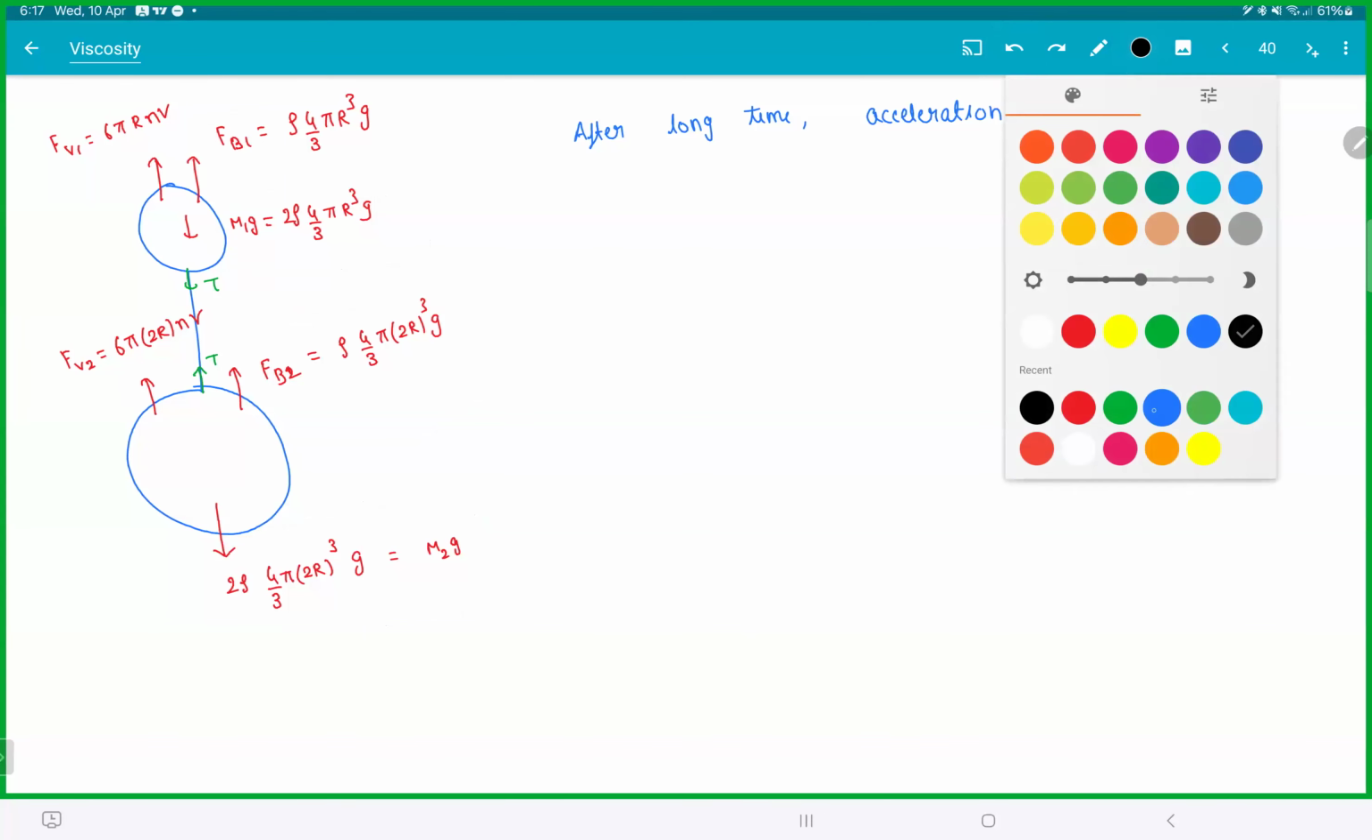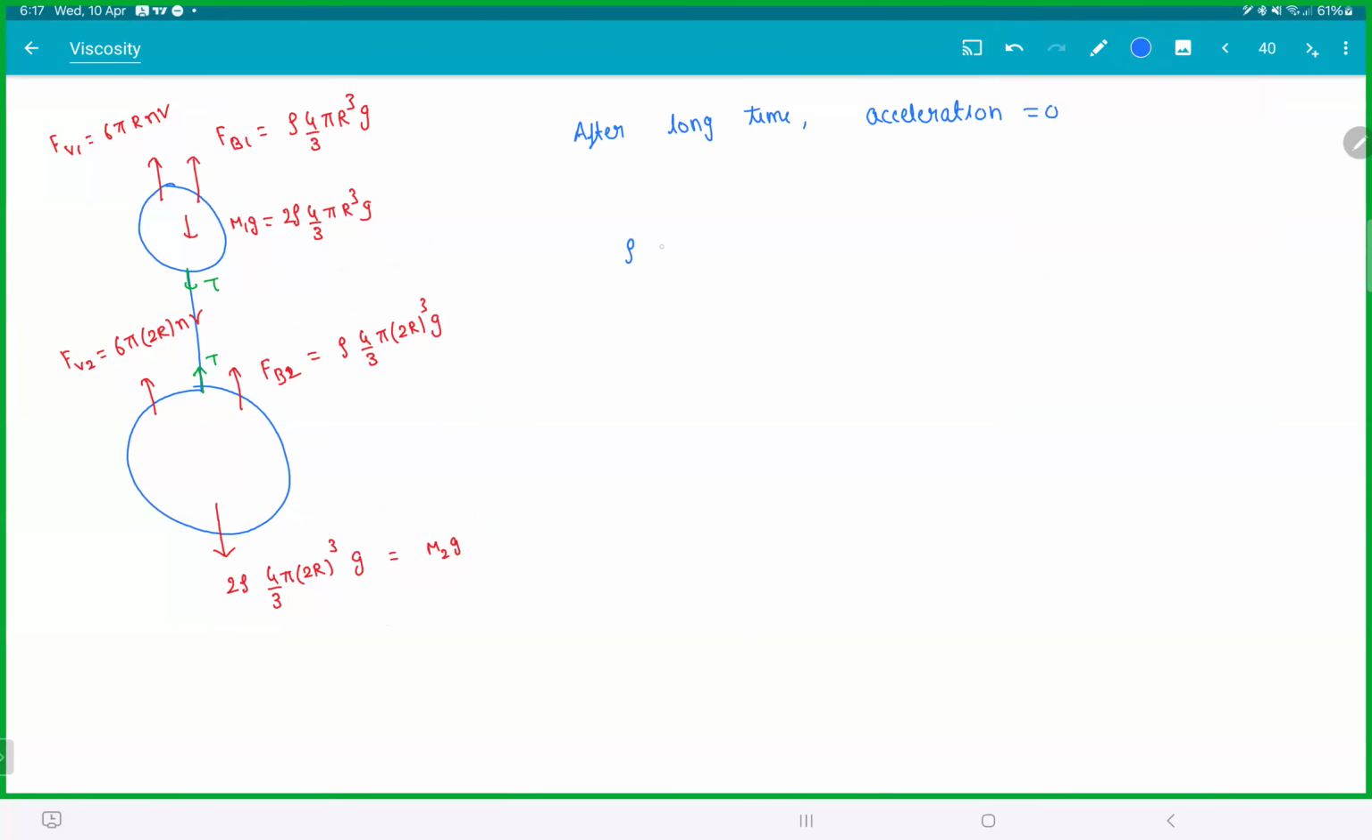So I can simplify this. 2 rho minus rho becomes rho 4 by 3 pi r cube g into 8. So I took these two, then I took these two. Plus, 2 rho minus rho is rho 4 by 3 pi r cube g. Minus, I'm taking these two: 6 pi r eta v plus 12 pi r eta v is equal to 0.